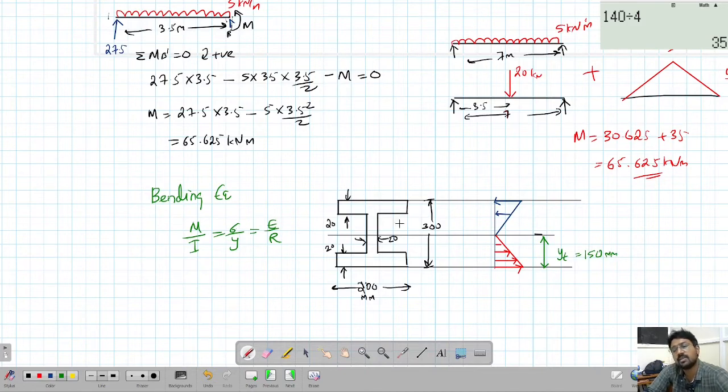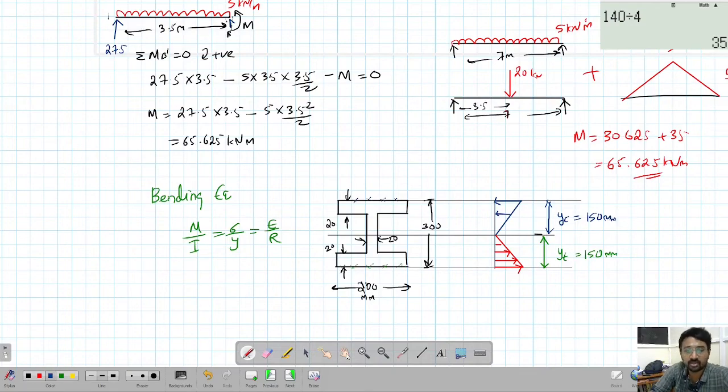It is a symmetrical section, so the centroid will be at the center. So for maximum tensile stress, the location of y is at the edge. All the points in the bottom end will have maximum tensile stress, and all the points in the top end will have maximum compressive stress. So this I'll call yc. So yc is again 150 mm.